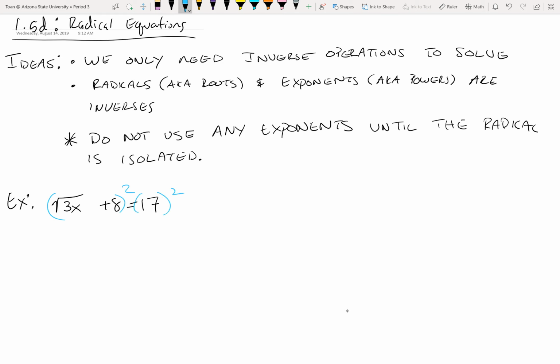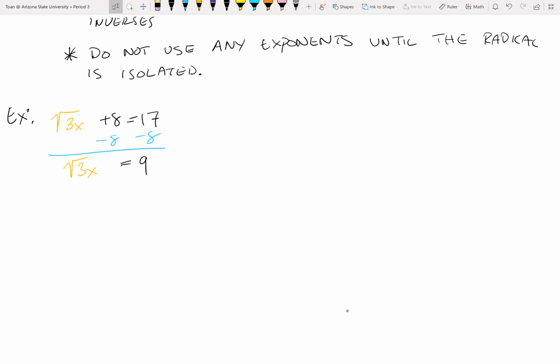So I hope visually we can see that our first step would be to subtract the 8. That would be the smart path to go. Then we get a 9, and lo and behold, the radical piece is by itself. Now it is safe to use an exponent. The opposite of a square root, of course, is a square. When you square a square root, the radical and the exponent cancel, leaving behind a regular 3x. And then it's just a one-step equation to solve now. Divide both sides by 3, go home, be happy. That's 27.